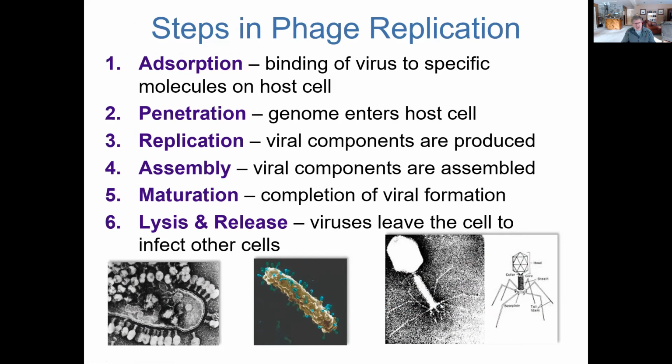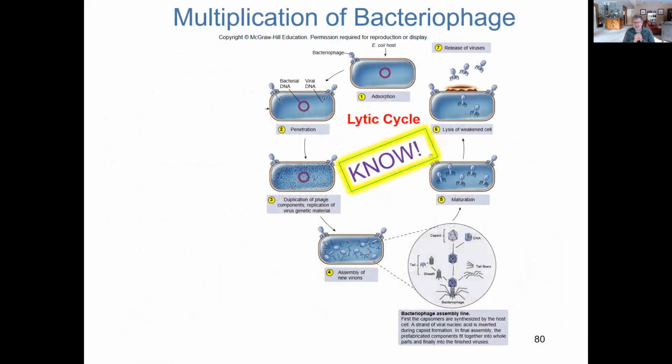Once that genome is injected into the host cell, the cell will respond by making more bacteriophage outer protein coats and more bacteriophage nucleic acid. Those get assembled and mature within the host cell, and ultimately, at some point in time, the viruses will leave the cell once the cell lyses. Okay, so let's take a look at this process. You can check out the 7 or so different steps involving multiplication of the phage.